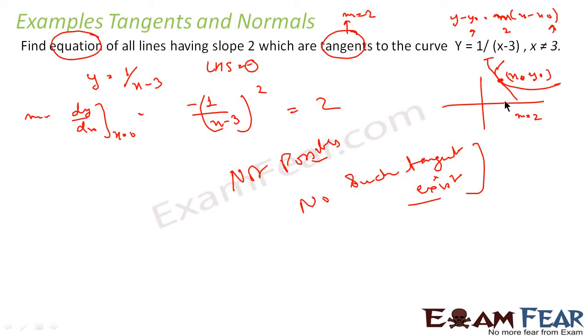Because for finding the equation of the tangent at this point, the first thing I told you, we have to find the value of x naught, y naught. Once we have the value of x naught, y naught, then only we can find the equation of the tangent. Since in this case we found that it is not possible to find the value, we say that there is no such tangent.